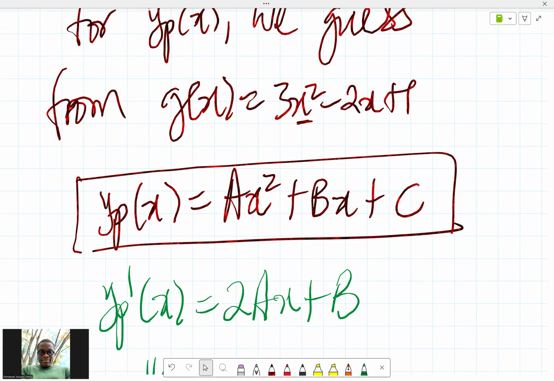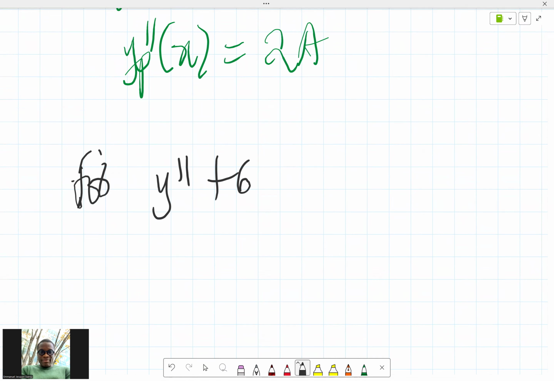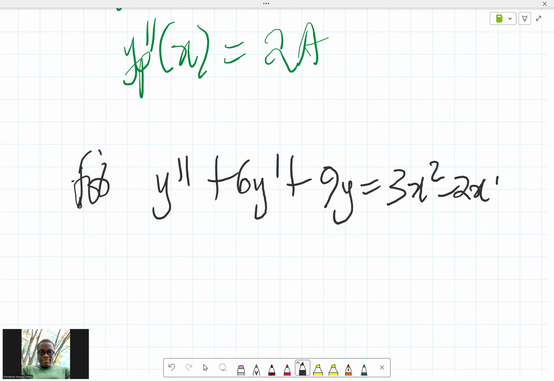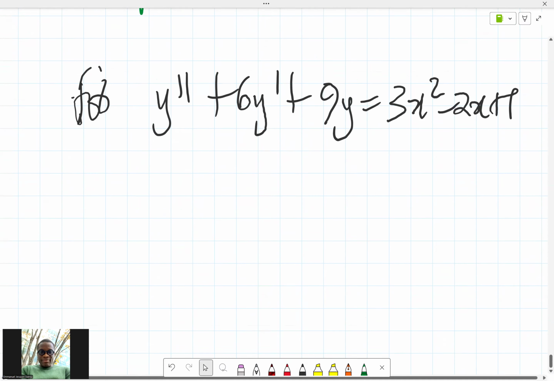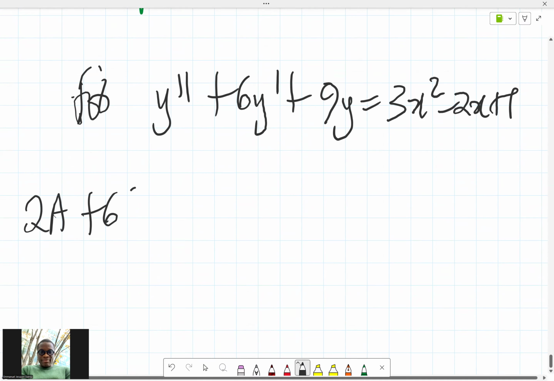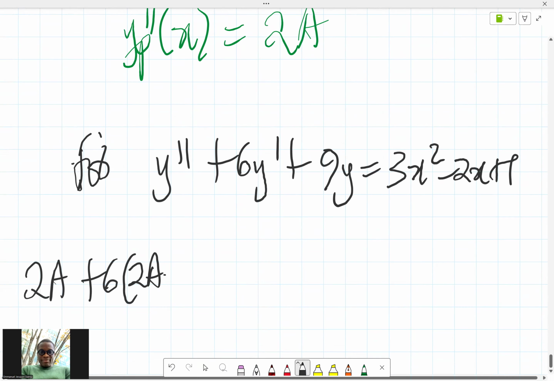Okay, so we are going to plug all of this in now. We can now say, for the original expression, y prime prime plus 6y prime plus 9y equals 3x squared minus 2x plus 1, we can plug all of that into it. So y prime prime is simply 2a. So we have 2a plus 6 into y prime. y prime is 2ax plus b. That's 2ax plus b. Then plus 9.